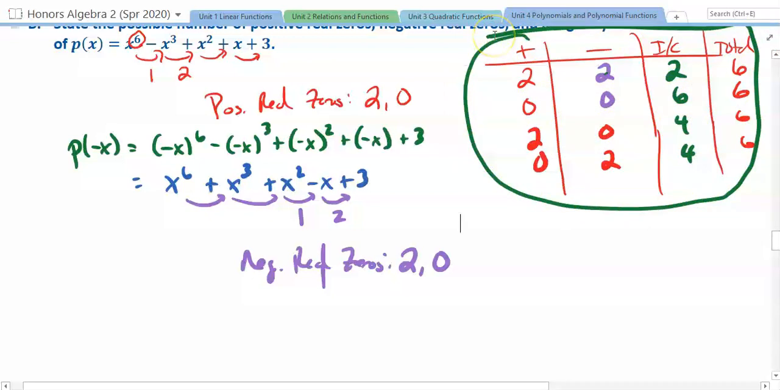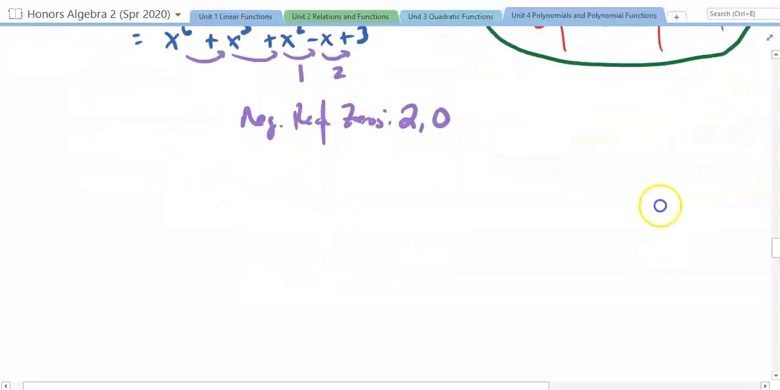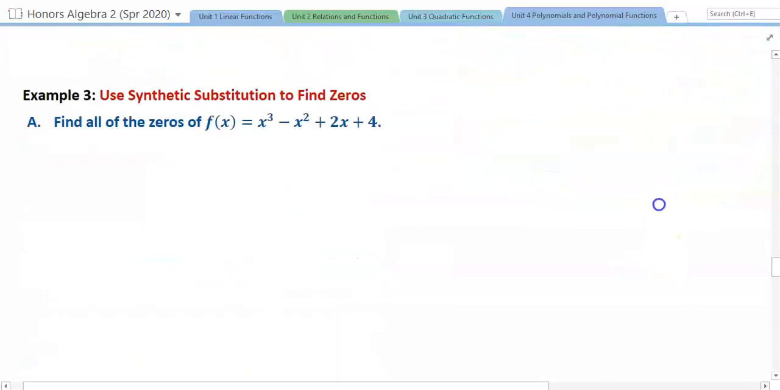Now, again, only one of them would actually be true. We could graph it to determine what that's going to be, or we could factor it if it's factorable, things like that, to determine what our zeros are going to be. Okay? So again, Descartes' rule of signs is not complicated.